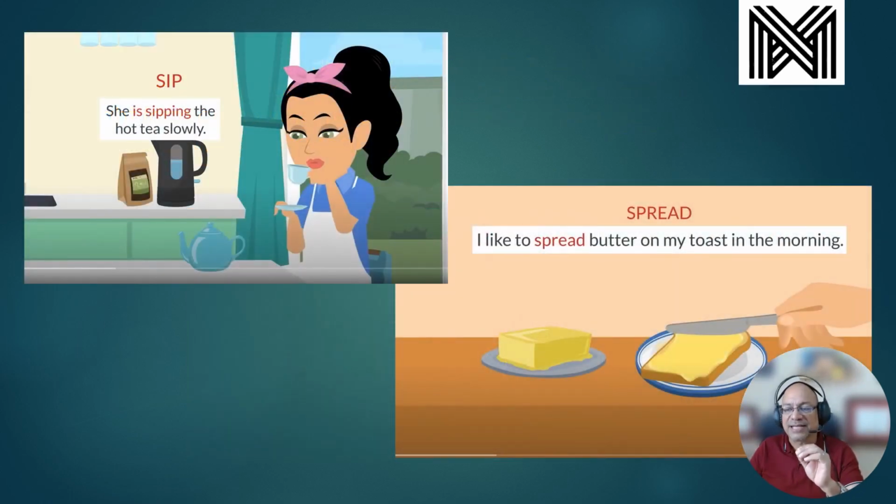Let's see some more examples. Sip. She is sipping the hot tea slowly. When something is very hot, you sip it. You don't drink it right away. So you need to sip it. So drink it carefully. Sip. Spread. I like to spread butter on my toast in the morning. Don't you? I do.